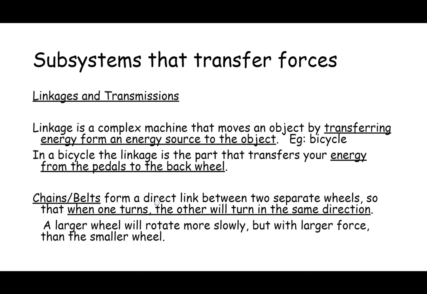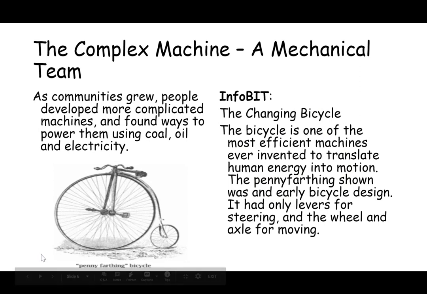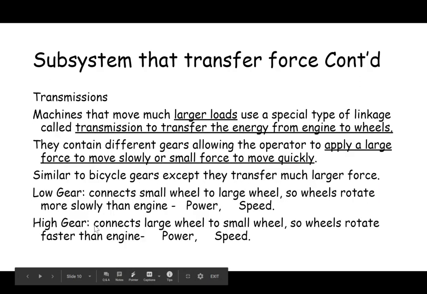See figure 1.22 in your textbook. Subsystems that transfer forces: linkages and transmissions. A linkage is a complex machine that moves an object by transferring energy from an energy source to the object. For example, in a bicycle, the linkage is the part that transfers your energy from the pedals to the back wheel. Chains and belts form a direct link between two separate wheels so that when one turns, the other will turn in the same direction. A larger wheel will rotate more slowly, but with larger force, than the smaller wheel, as seen in the penny farthing bicycle.